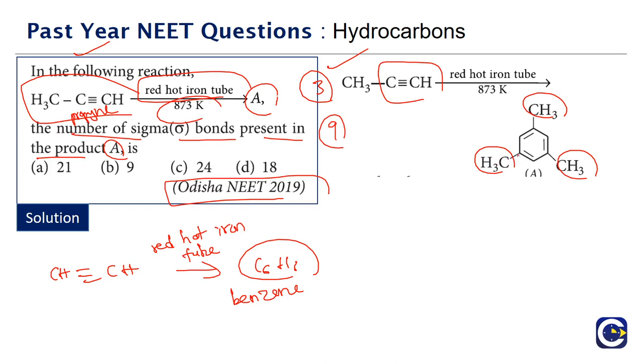Then the methyl groups are attached to the benzene carbons, 1, 2, 3. Another 3 sigma bonds will come. In the ring we have 6 bonds, 1, 2, 3, 4, 5, 6. 3 of them are single bonds and 3 are double bonds. But a double bond also has 1 sigma, and other than that 1 pi. So in the ring we have 6 sigma bonds.